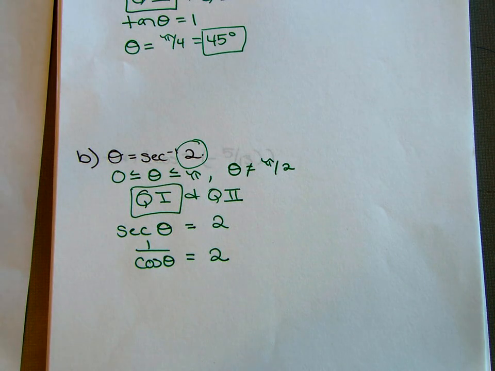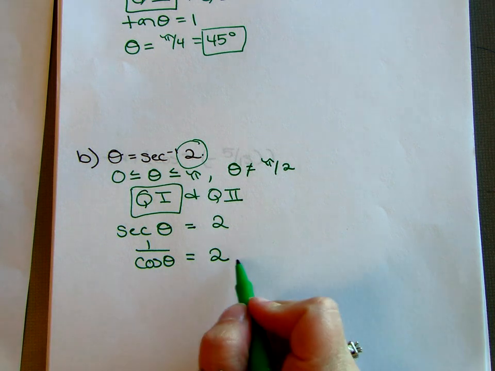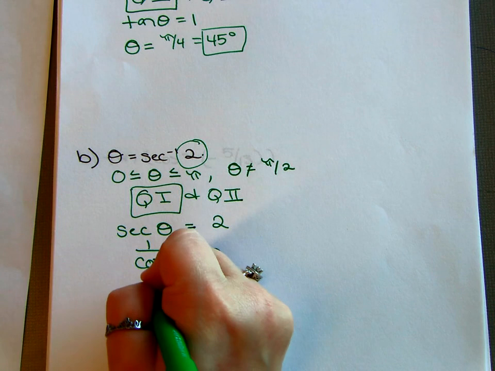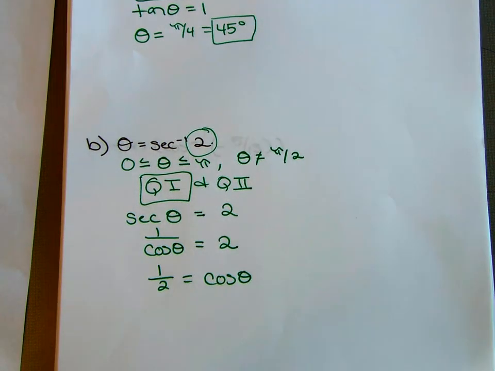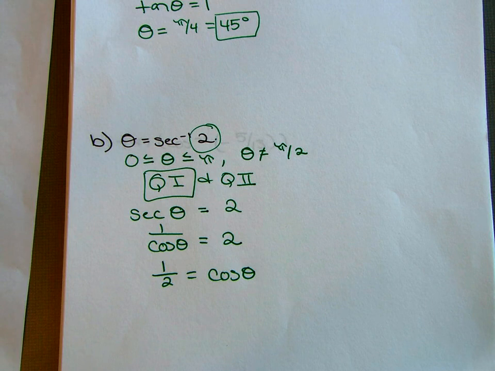Now, I don't really like this 1 over cosine theta equals 2, because if I look at my unit circle, I don't have a 2 anywhere. So if I multiplied the cosine over and divided by 2, what I'm actually saying is I have 1/2 equals cosine, just by manipulating the equation around a little bit. So I'm looking in quadrant 1, and I'm looking where is my x value equal to 1/2. 60 degrees. That's right.